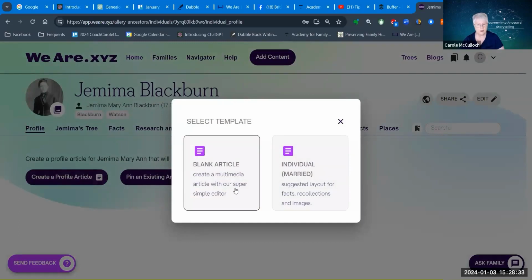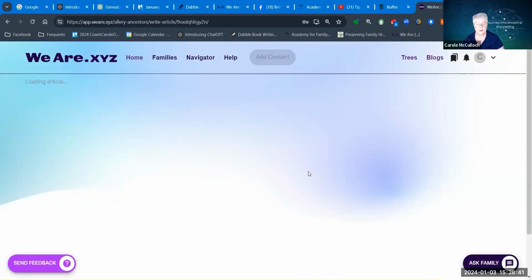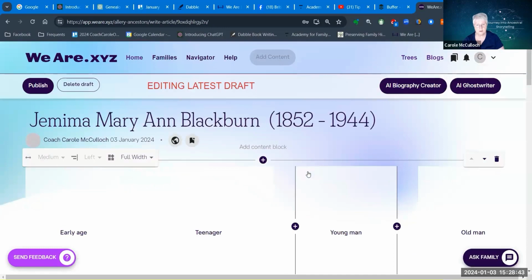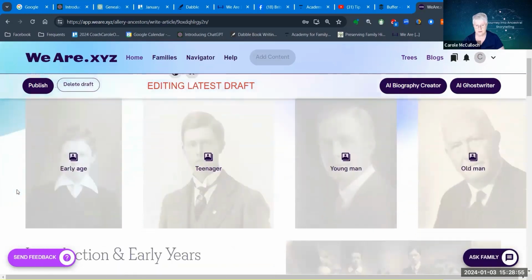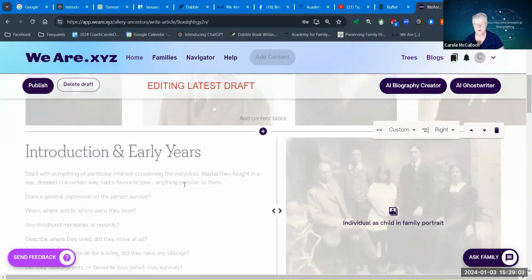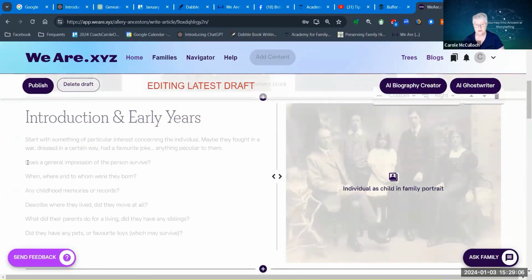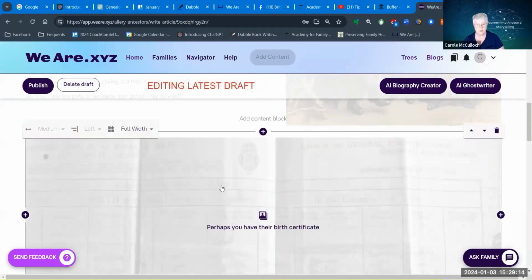we can use a blank one or a married one. And inside this, it gives you a little bit of a template that you can follow so that you've got an idea of how to put together a profile for your ancestor. So an image at early age as a teenager, a young person, or an older person, an introduction in early years, even some scripting there on how you can write it up. And then you might have a photo of the individual as a child in a family portrait, and so on.